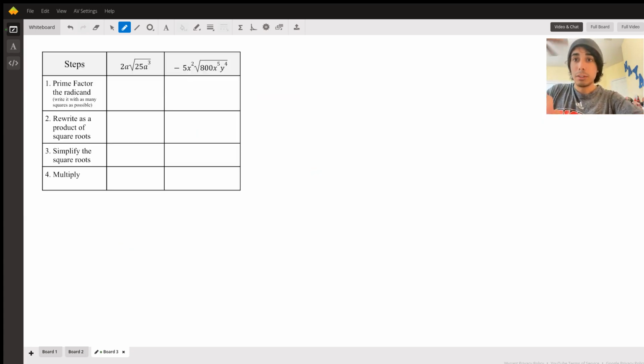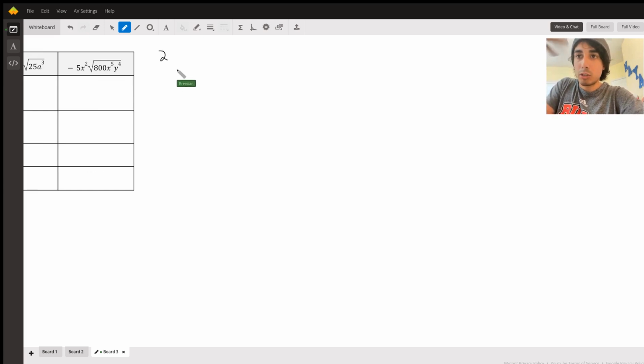Okay, board number 3. Got a couple more examples here. Let's see what we got. So first of all, I'm going to come over here. So we had 2a and then the square root of 25a cubed. Again, that stuff on the outside, toss it aside, worry about it at the end.